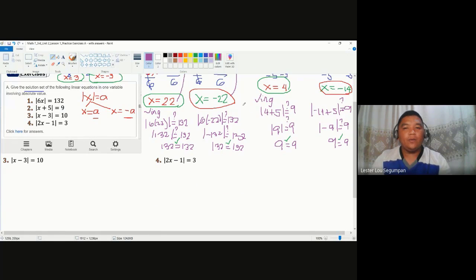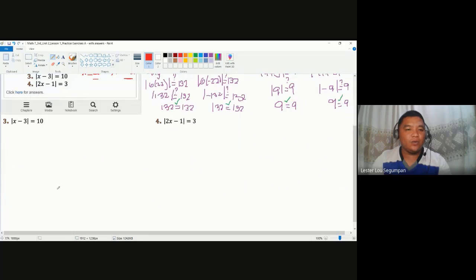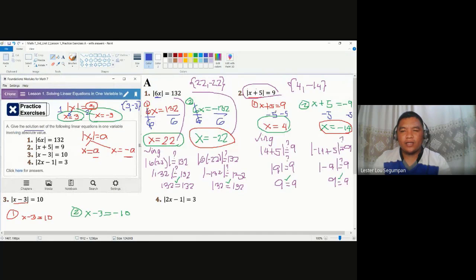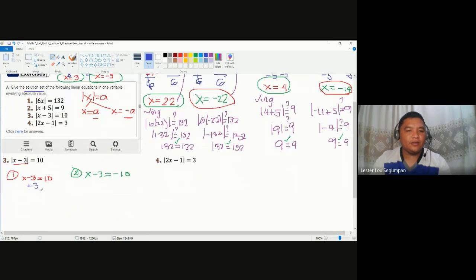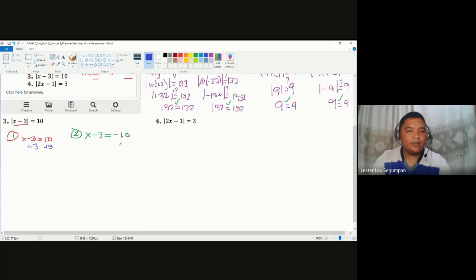Here for number 3, we'll simply apply the same processes. Case 1, we'll take the whole quantity x minus 3 and equate it to the positive value, 10. Case 2, we'll take the same quantity x minus 3, but equate it to negative 10 and solve them independently. Earlier, it was subtracting by 5 because that was positive 5. Here, it's minus 3, so I will add 3. Same thing here, add 3, add 3.